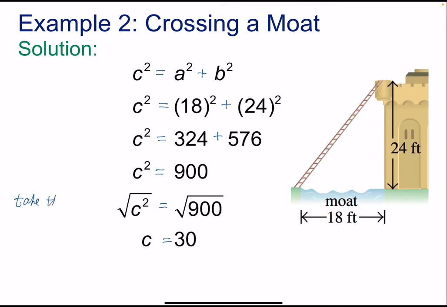Here we take the positive square root of both sides. So c equals 30. So the minimum length of the ladder should be at least 30 feet.